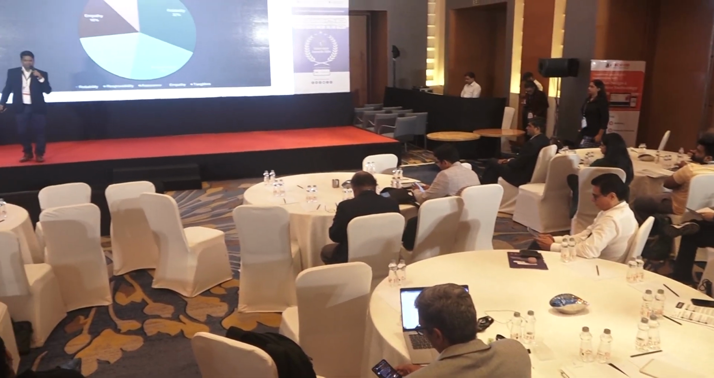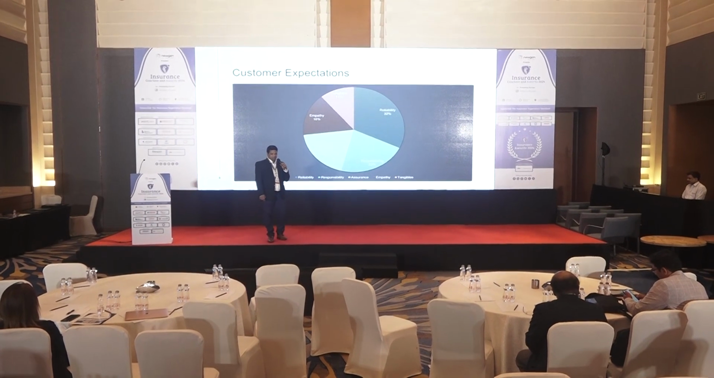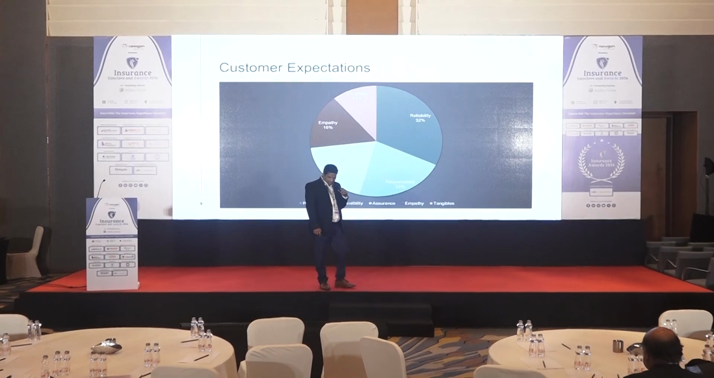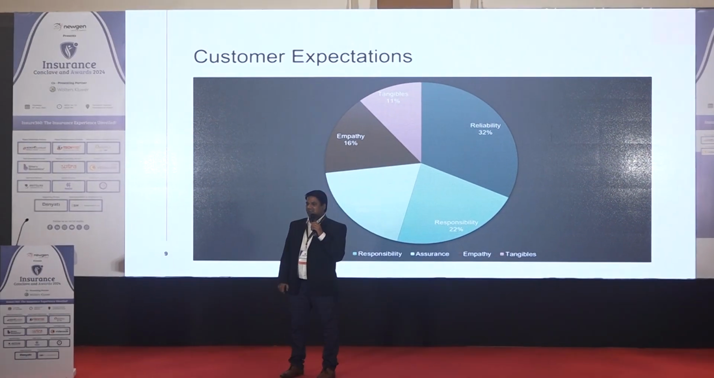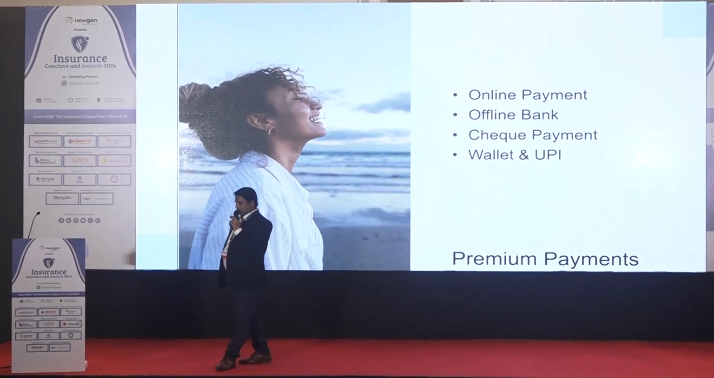Responsibility: people look for personalized services. Okay, whenever my renewal comes, let me know, I will give the check to you and you can submit, or I will set up an auto debit or something. Whatever it is, from assurance I could see this is 18% or 19%, empathy 16% and tangibles 11%. So this is how customer expectation looks.